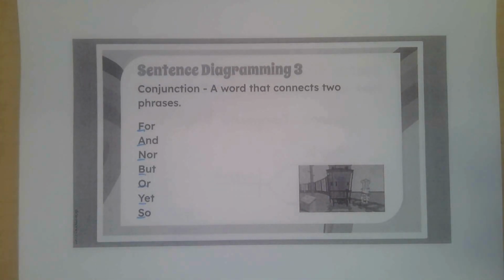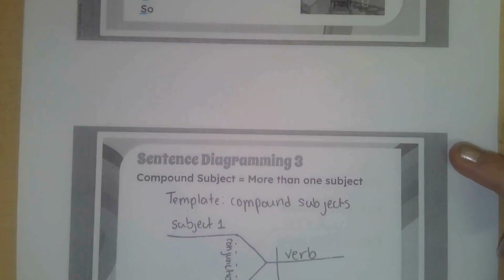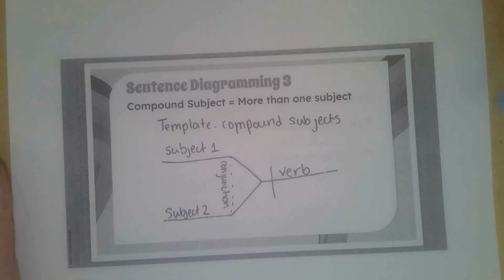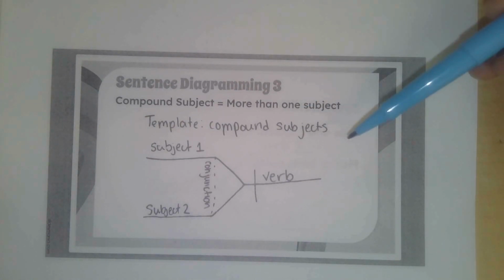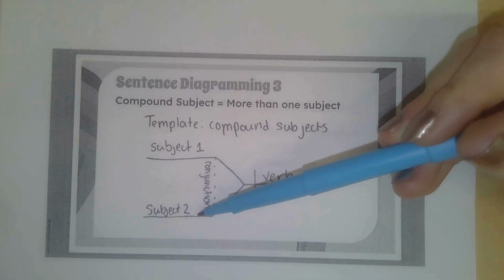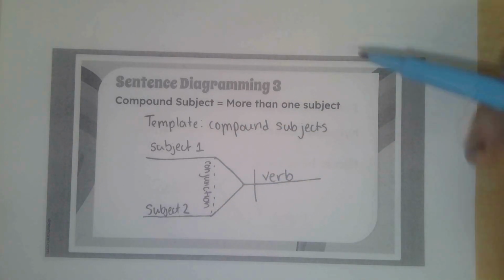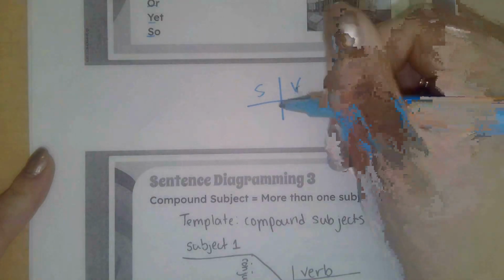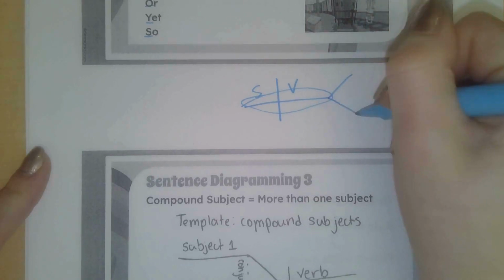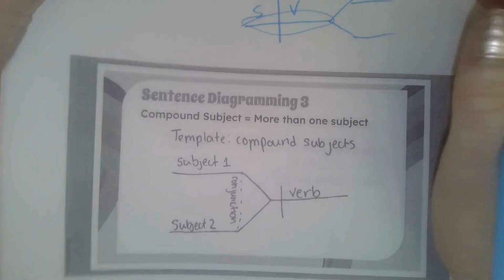So, looking at sentence diagramming with conjunctions, we've got our first type of use here. When you have compound subjects, that's when you have more than one subject in a sentence. Here's your template. You have your subject on one line, your second subject on another line, and then you put your conjunction on a dotted line in between them. We have your normal line with subject, verb, whatever. You're pretty much taking this horizontal line and you're splitting it into two. So now it's two lines, but you're just cutting it in half.